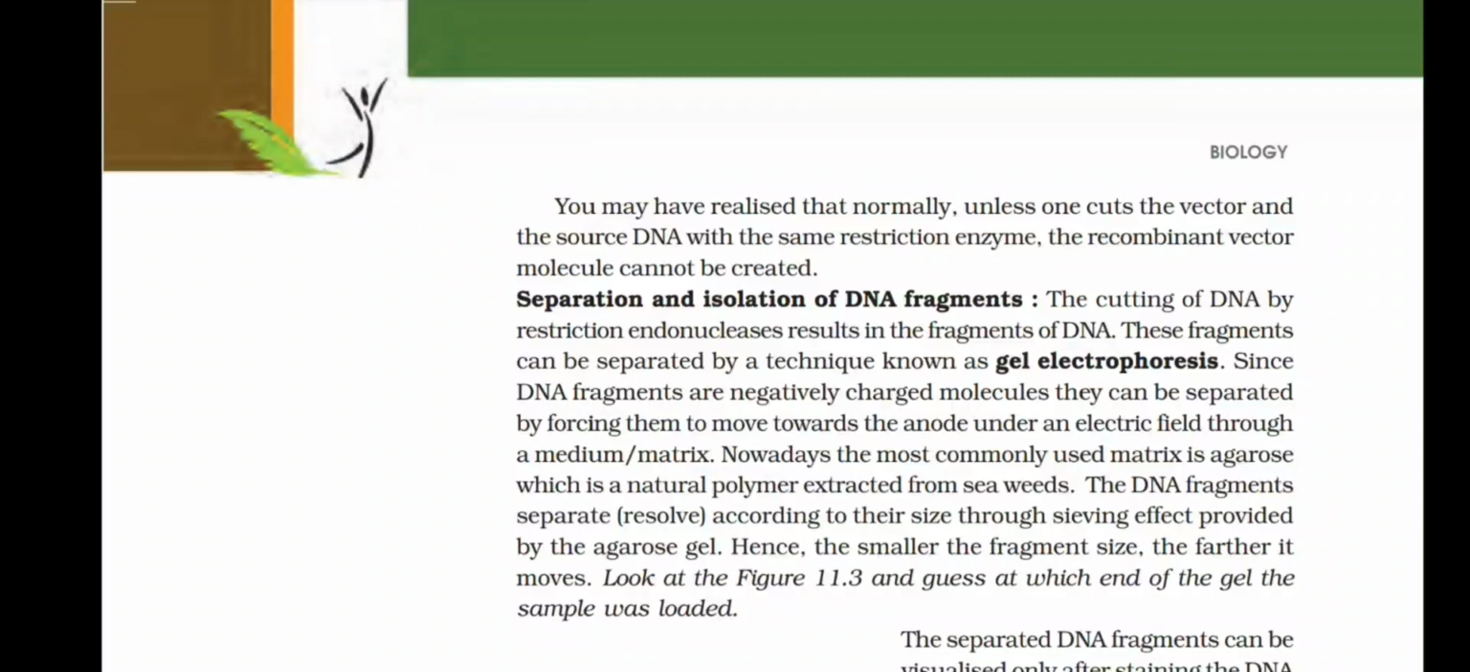Nowadays the most commonly used matrix is agarose. The matrix is basically a medium in which the anode is placed, so that the negatively charged particles, which are DNA, go to the anode under the electric field. Remember that agarose is a natural polymer extracted from seaweeds. Seaweeds are basically small sea creatures; you can Google it, I'm not going to waste my time teaching you that. The DNA fragments resolve according to their size through the sieving effect provided by the agarose gel. Hence, the smaller the fragment size, the farther it moves.